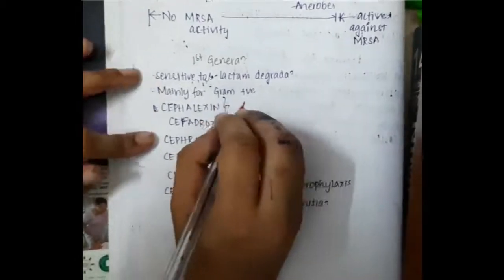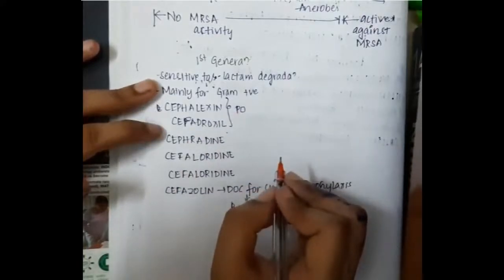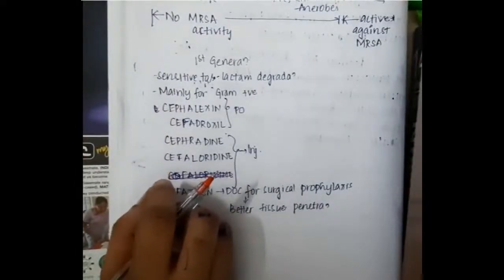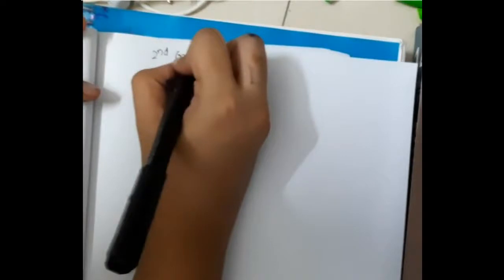Cefalexin and cefadroxil are peroral, whereas cephradine, cephaloridine and also cefazolin are injectable first generation agents. So first generation peroral are cefalexin and cefadroxil, injectables are cephradine, cephaloridine and cefazolin.